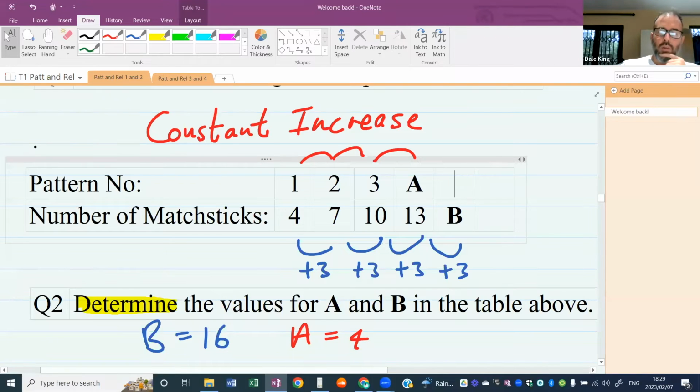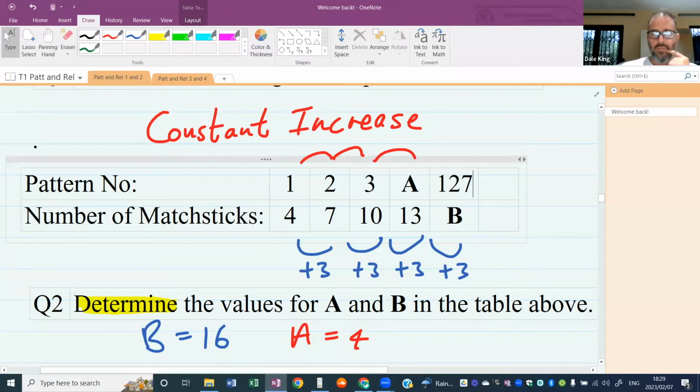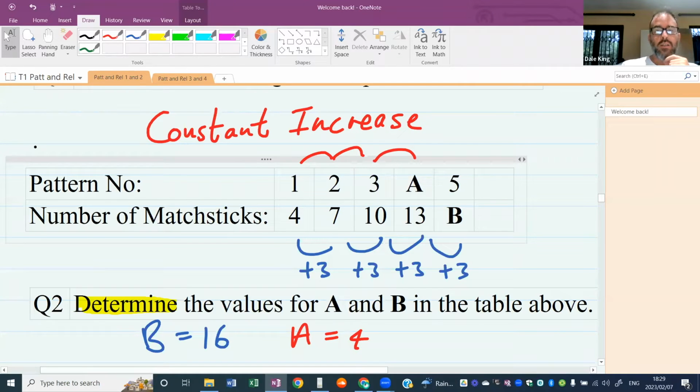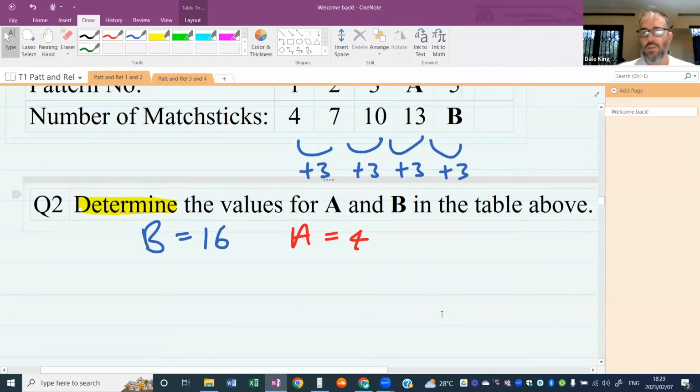What if they put the number 127? Well, then you're going to be doing a lot of jumps to get to that answer. So what we also want to learn is how to work this out without just jumping from one to the next. Because if they don't put everything in the correct order, if they jump a couple of numbers, then you might come a little bit unstuck. So your answers for A and B are absolutely correct.